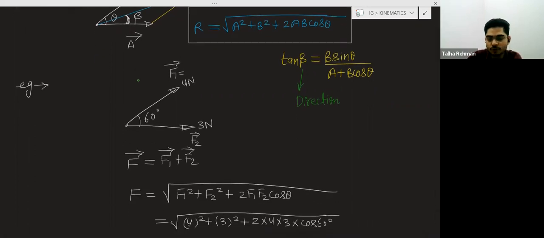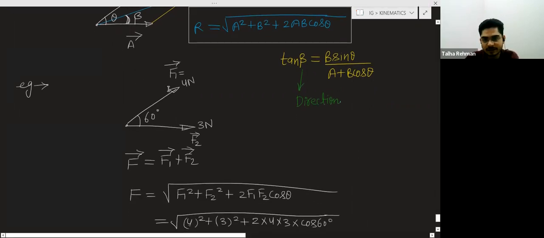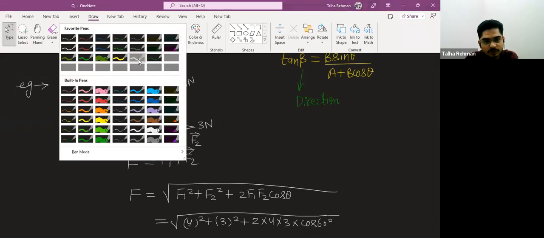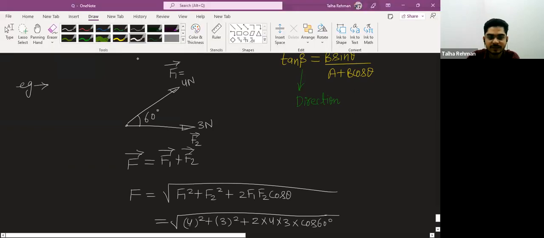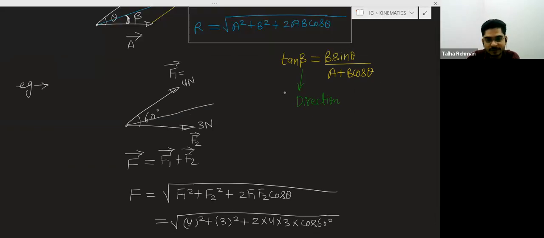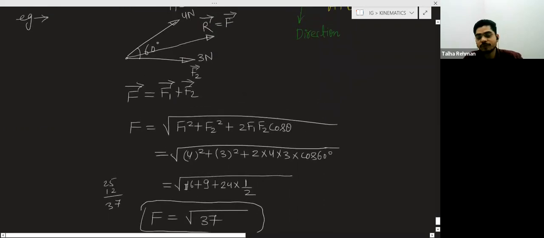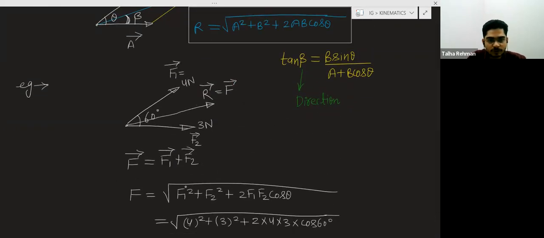Here if you want to find the direction of the resultant in this case, the resultant vector will be something like this. I have assumed that this is a force vector, so this force F is equal to F1 plus F2. Basically this is the magnitude of the force. For the direction, we will find this beta.